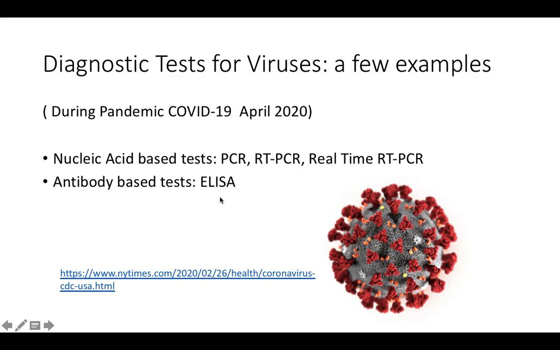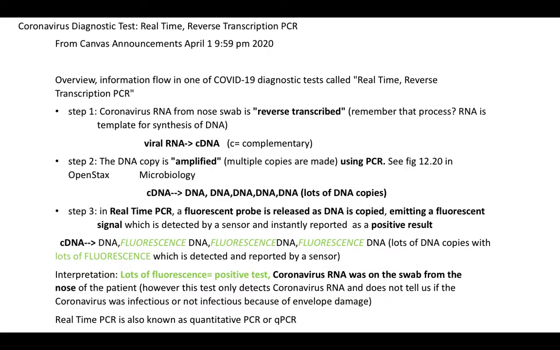All right, so you guys, the first question is, what do the following mean? Describe each process. So reverse transcription, PCR, and real-time PCR. So folks, this was just from the Canvas announcement that I just kind of went through very superficially, the 3 steps in that real-time reverse transcription PCR that they were using and are still using to try to diagnose people that may be infected with the COVID coronavirus.